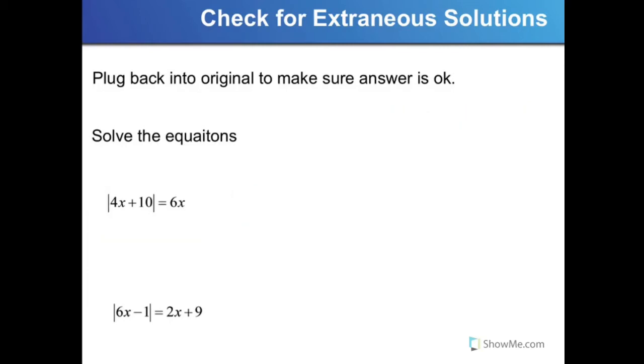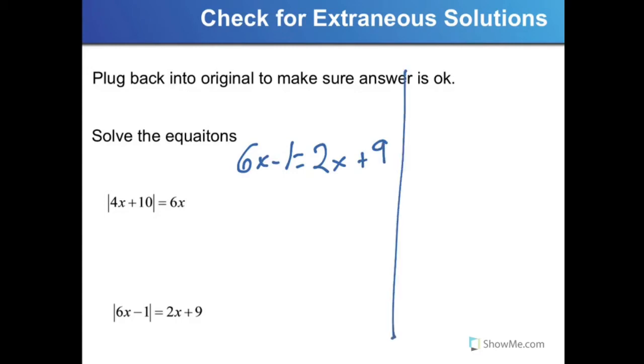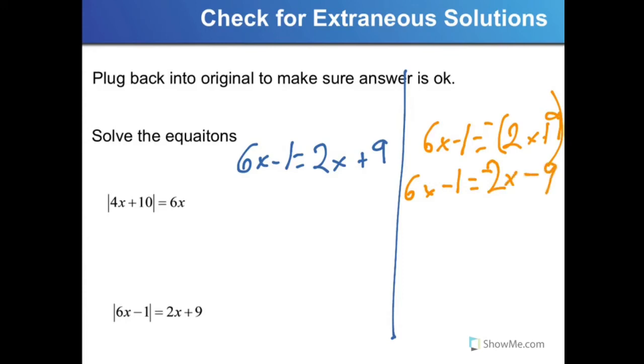Let's try the other example now. So on one side, I have 6x minus 1, and it equals 2x plus 9. On the other side, I have 6x minus 1, and it equals the negative of 2x plus 9. Now before I move on, I want to make sure I distribute that negative to all the terms. So then I have 6x minus 1 equals negative 2x minus 9. Now let's go back and solve each of these equations.